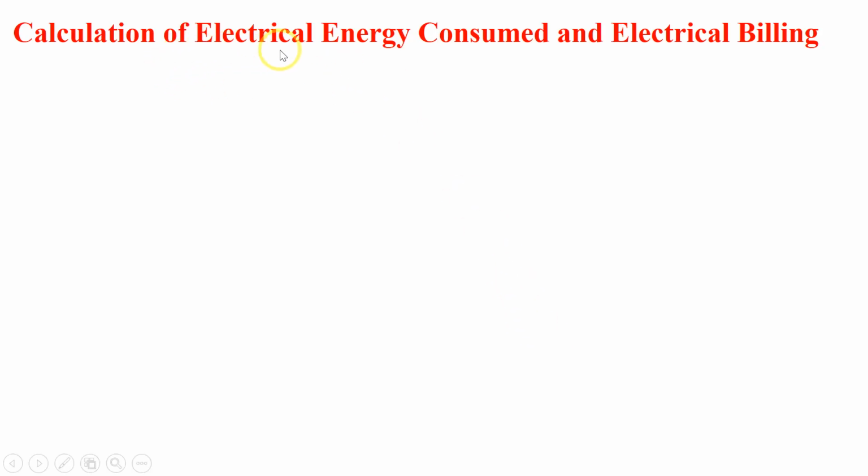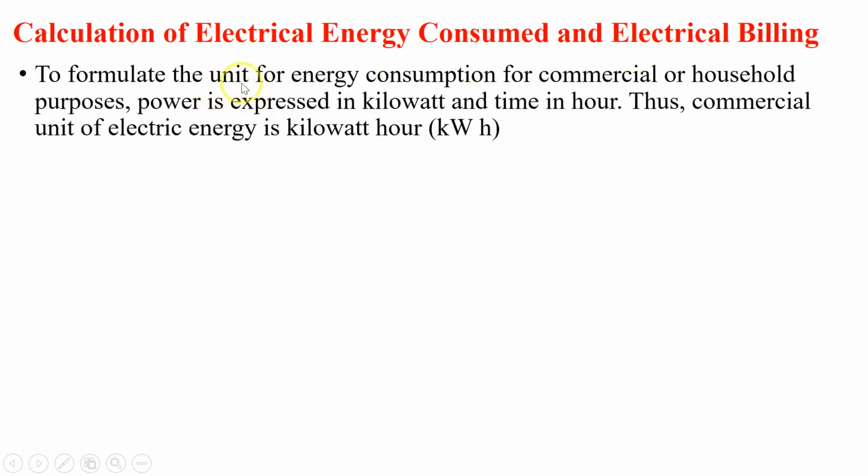Calculation of electrical energy consumed and electrical billing is a very important topic. To formulate the unit for energy consumption for commercial or household purposes, power is expressed in kilowatt and time in hour. Thus the commercial unit of electrical energy is the kilowatt hour. So what is a kilowatt hour? The commercial unit of electrical energy is usually expressed in kilowatt hour. So we usually convert all the watt values into kilowatt, and instead of using time in seconds, we use it in hours.